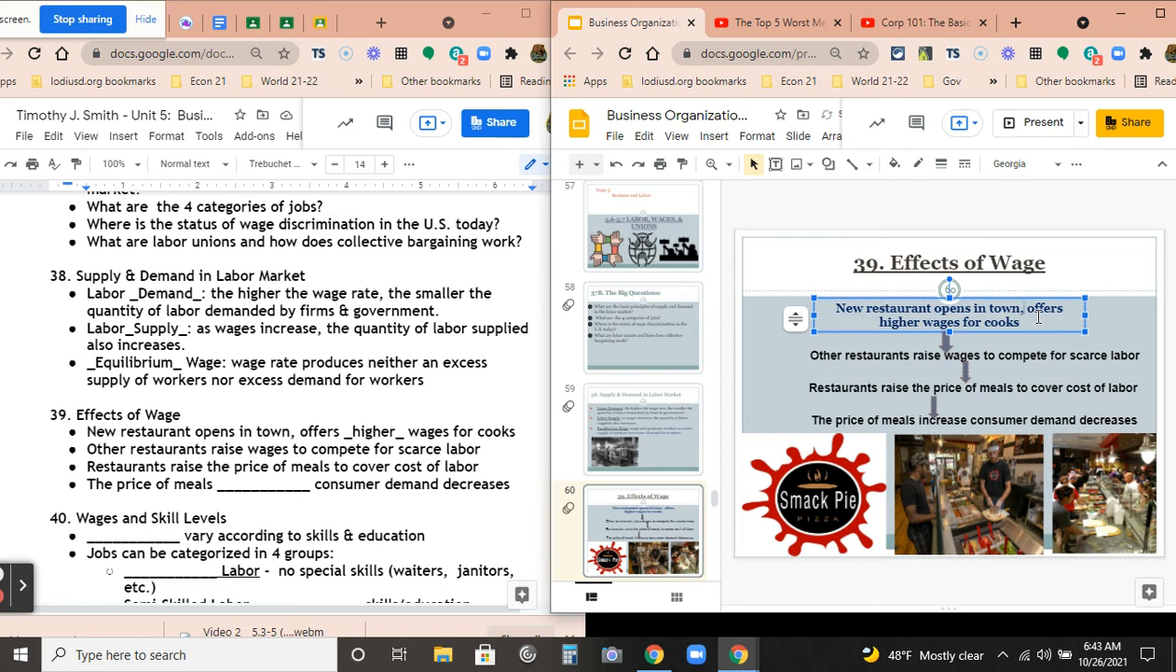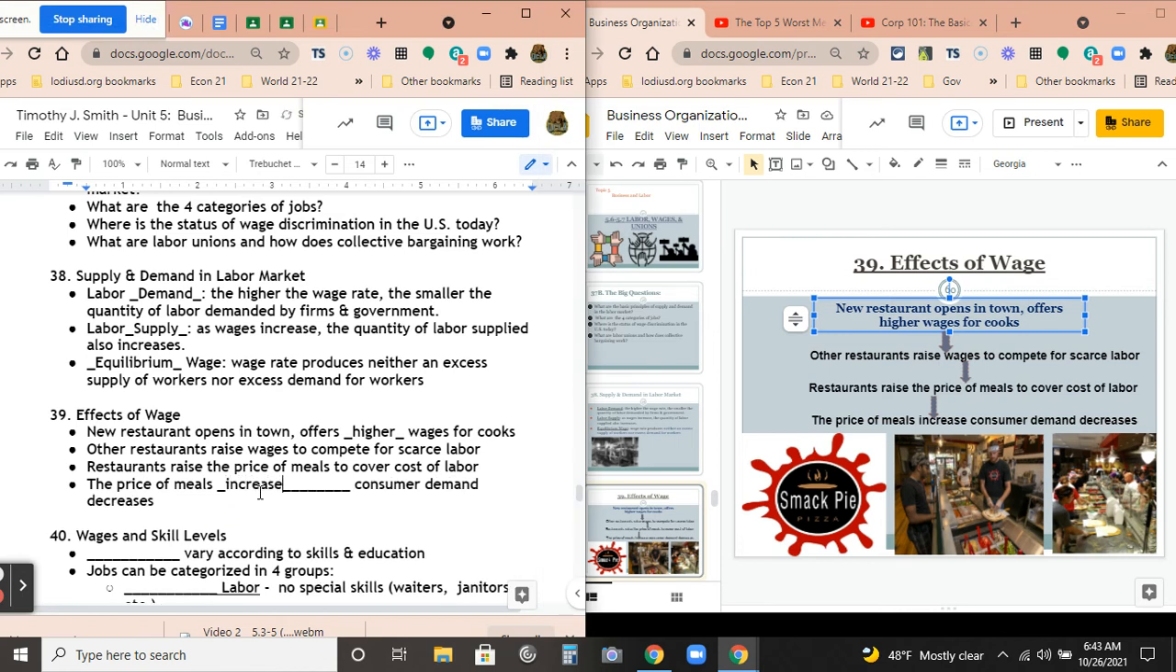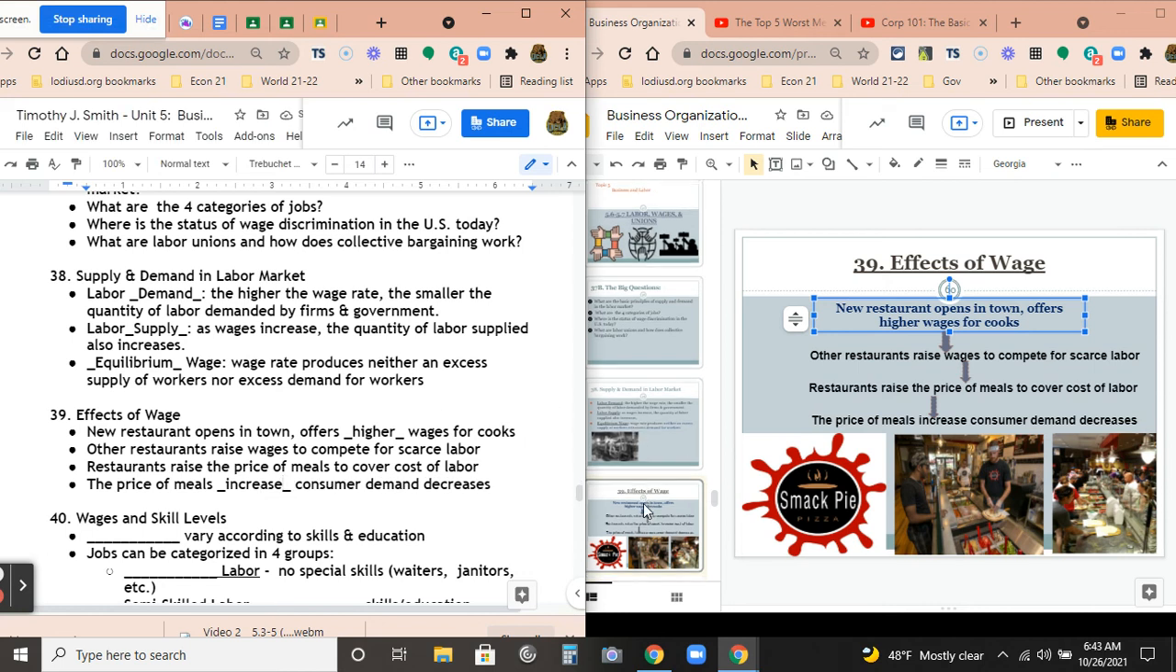And if you don't meet where other people are increasing their wages, then you might lose your entire staff. So you have to. And you also are going to have to charge more. So it's complicated.